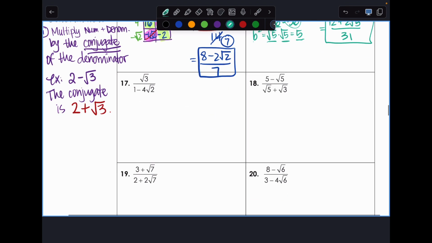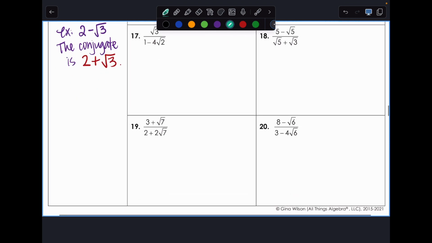One more, or do you guys want to pick 17 through 20? Which one? 20? All right, here we go. I think number 18 is harder, but we'll do 20. Are you sure? I don't mind. Okay. All right, then we multiply by the conjugate of rad 5 plus rad 3, which is rad 5 minus rad 3. Rad 5 minus rad 3.